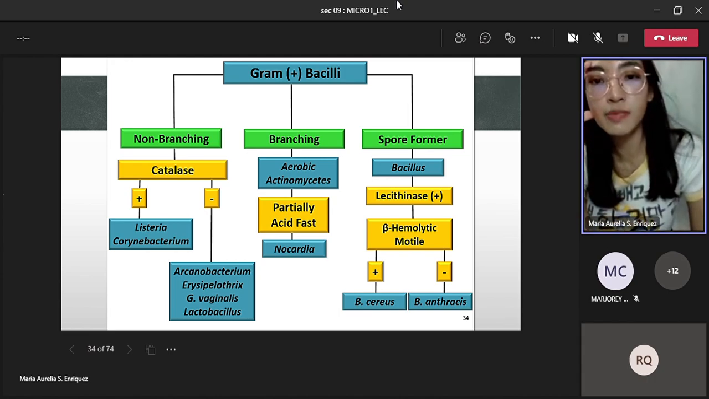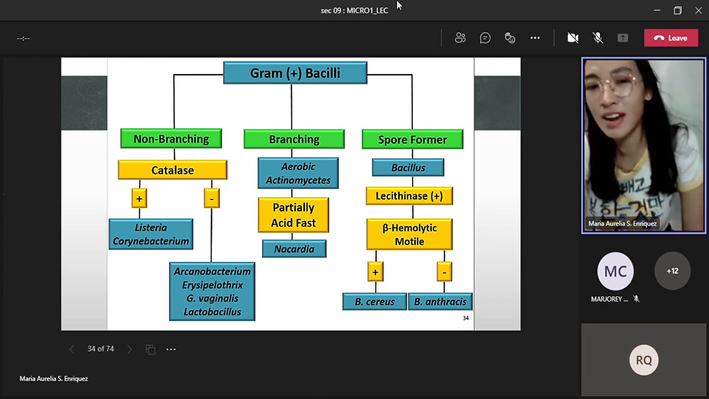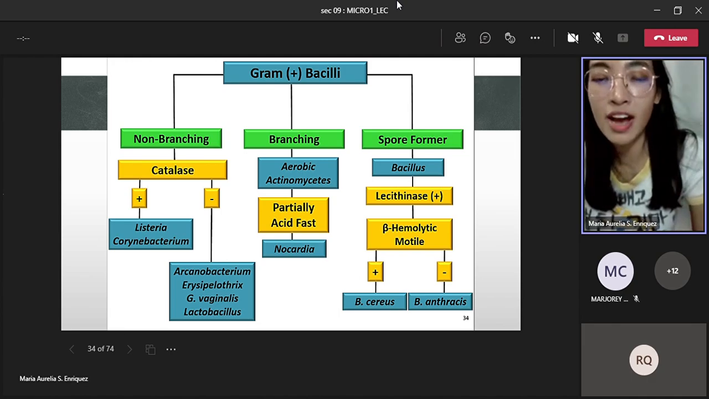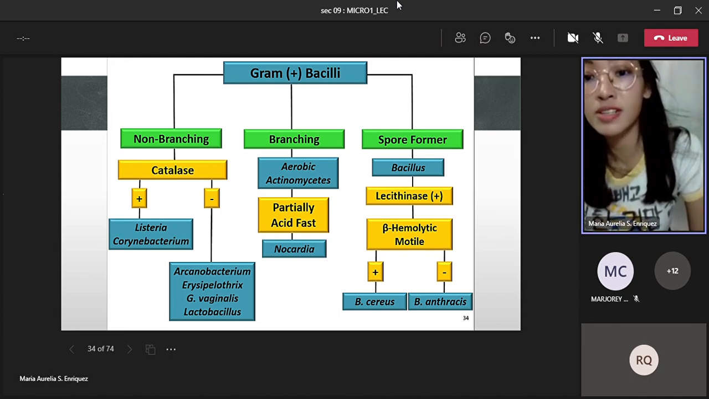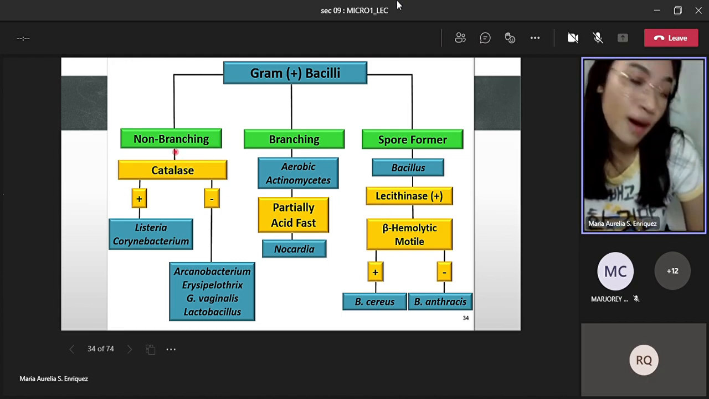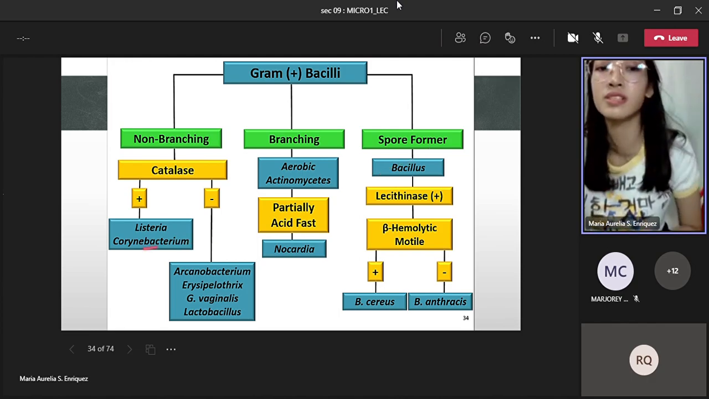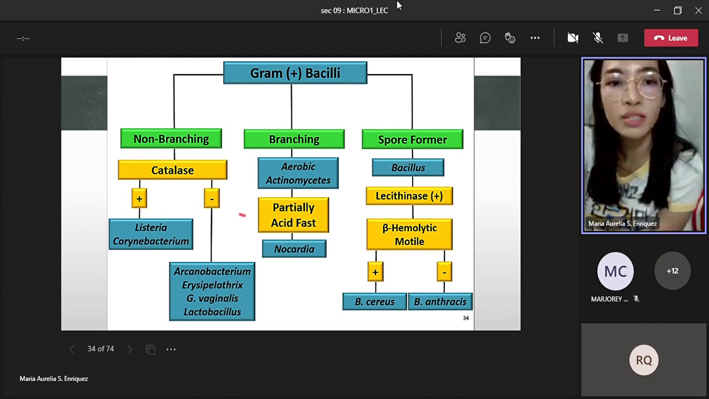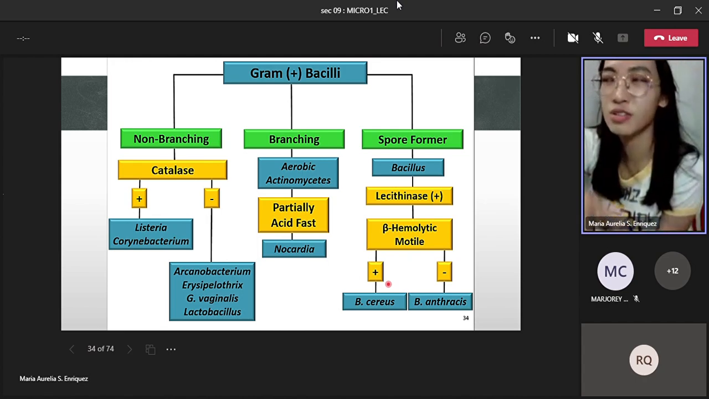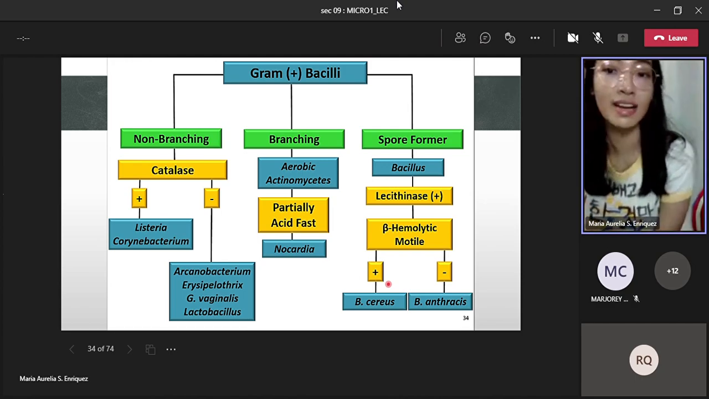Ayan, on this slide, special thanks po kay Professor Mary Lirio sa kanya ko po nakuha itong diagram na to. So this is just a simple diagram that could help you identify these aerobic gram-positive bacilli that we've just discussed. So titignan natin kung sila ba ay branching or non-branching, are they spore formers? Tapos ayan po, titignan natin yung mga possible tests na pwede natin gawin to narrow down our choices kung ano nga ba yung mga organisms na pwede nating makita dun sa clinical sample.